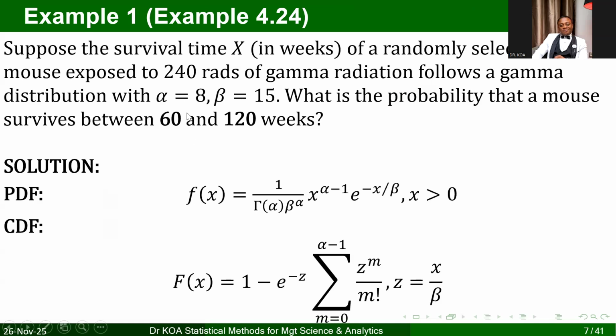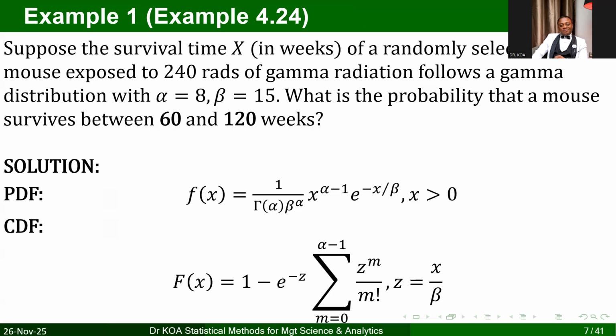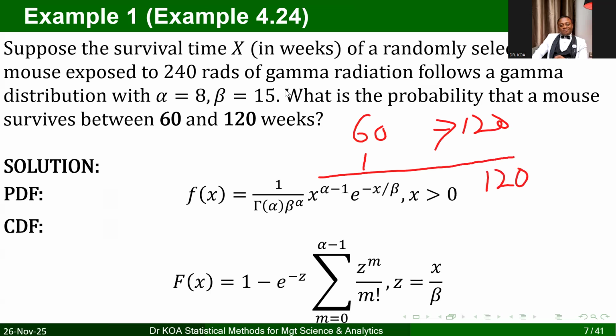So between means that we are looking at the cumulative from 60 to 120, which means that if you are moving from 60 to 120, the cumulative value means that I need to find this 120. I need to move straight, because it's a continuous value, to 120, and then subtract the 60 from it.